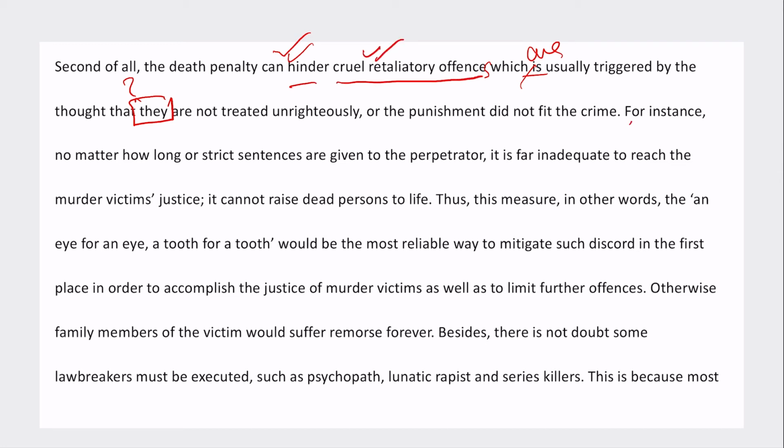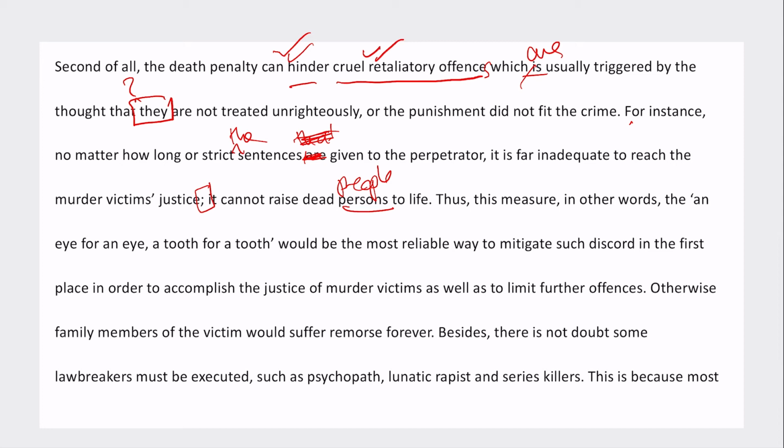Okay, for instance, no matter how long or strict the sentences given to the perpetrator, it is far inadequate to reach the murder victim's justice. It cannot raise dead people to life. Okay, nice use of a semicolon.